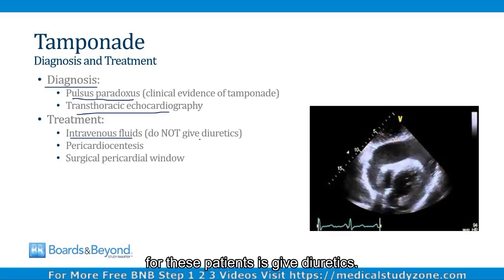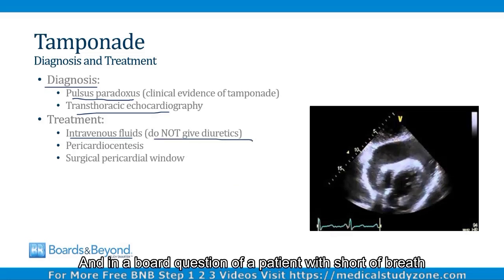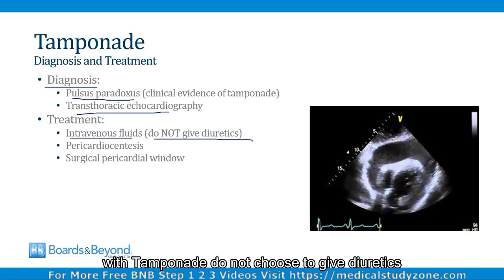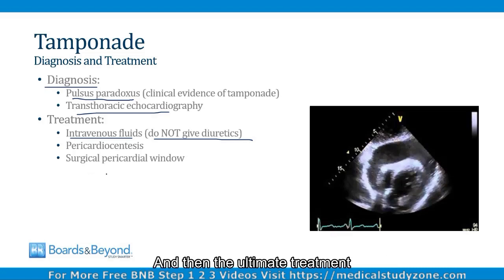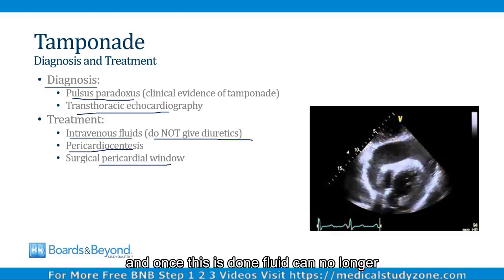The worst thing you can do for these patients is give diuretics. And in a board question of a patient who's short of breath with tamponade, do not choose to give diuretics. That can cause hypotension and cardiac arrest. So intravenous fluids can be given temporarily to stabilize the patient, and then the ultimate treatment is to remove the fluid around the heart. This can be done by inserting a needle into the pericardial space. This is called pericardiocentesis. And then also you can do this by having the patient go for surgery, and a hole is cut in the pericardium. This is called a pericardial window. And once this is done, fluid can no longer accumulate in the pericardial space.